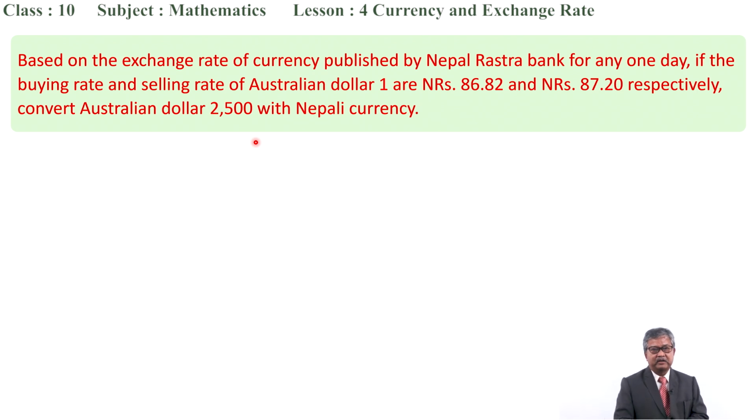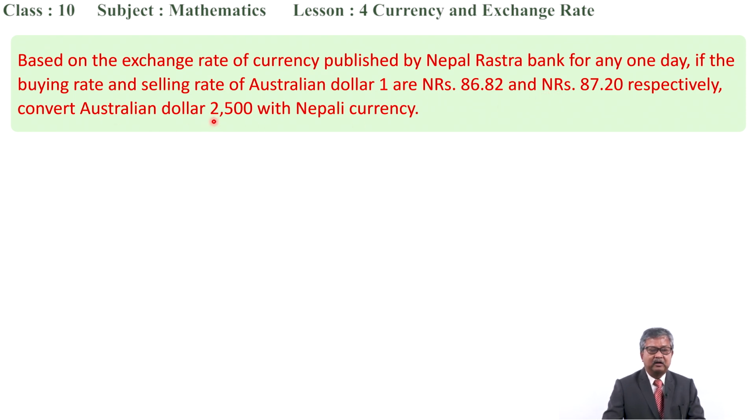Now, on the basis of this exchange rate, there is one problem. Let's discuss this one problem. Based on the exchange rate of currency published by Nepal Rastra Bank for one day, the buying rate and selling rate of 1 Australian dollar are Nepalese rupees 86.82 and Nepalese rupees 87.20 respectively. It means the first one is the buying rate of 1 Australian dollar, and the second one is the selling rate of 1 Australian dollar, which is published by Nepal Rastra Bank.